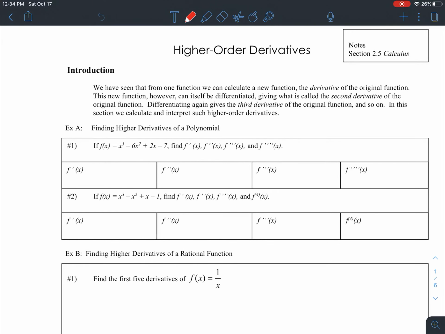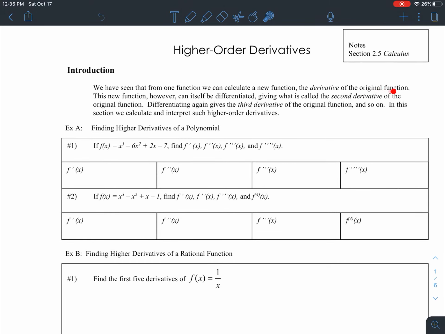Okay, hello folks. We are just going to start the very front page of section 2.5 in chapter 2. We just had our test over the first half of this chapter, and so we're going to take a look at what higher order derivatives is referring to.